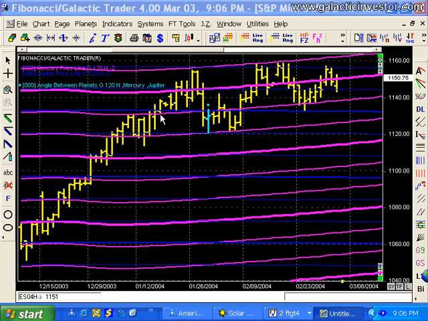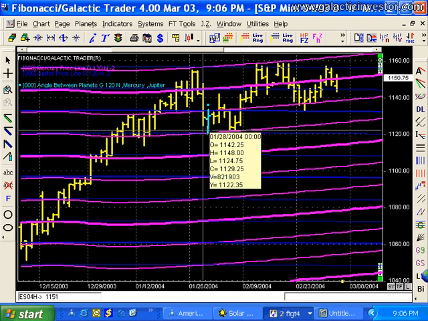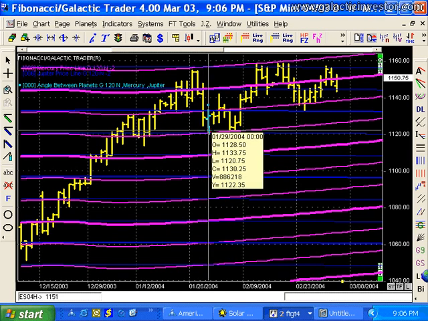Hello and welcome to the second lesson on setting up your planetary lines. I have as our chart example the same price chart for the March E-mini with the Mercury-Jupiter planetary lines on and the correct low we identified on the 29th of January based on the Mercury trine Jupiter aspect.